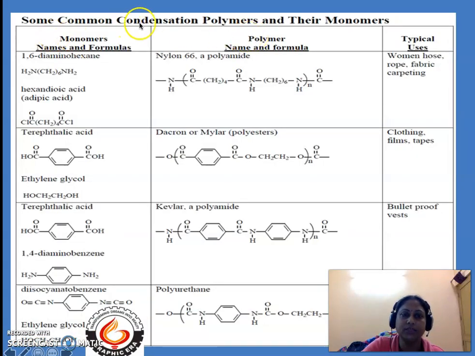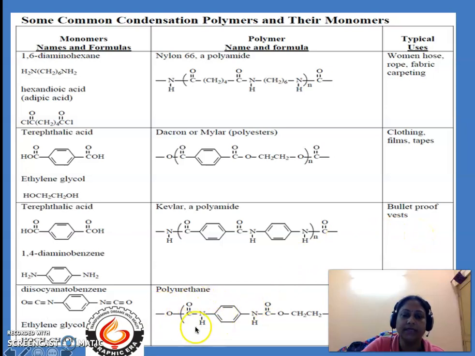Now this table again shows common condensation polymers and their monomeric units. The first is nylon 6,6. It is a polyamide. It is formed by the condensation of 1,6-diaminohexane and adipic acid, which is hexanedioic acid, and it is used in the preparation of ropes, fabrics and carpets. The second is Dacron, which is a polyester, and it is formed by condensation of terephthalic acid and ethylene glycol, and it is used in the preparation of clothes, films and tapes. Kevlar is a polyamide formed from terephthalic acid and 1,4-diaminobenzene, and it is used in the preparation of bulletproof vests.